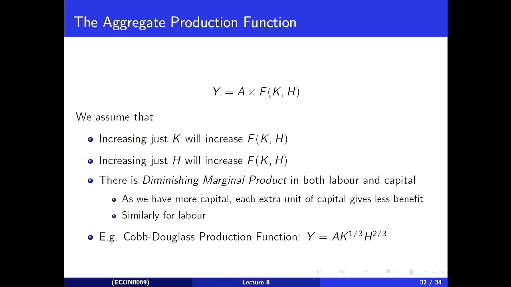The most commonly used form of this in intro macro is this form here, where output is A times K to the 1/3, H to the 2/3. These numbers, a third and 2/3, are data-driven numbers. When we look at data, these numbers seem like they should be a third and 2/3, roughly. It's actually not quite true anymore, but it used to be the case. These numbers should be a third and 2/3. And this has all our nice properties. This has all the nice properties that we expect, which is to say that more capital is good.